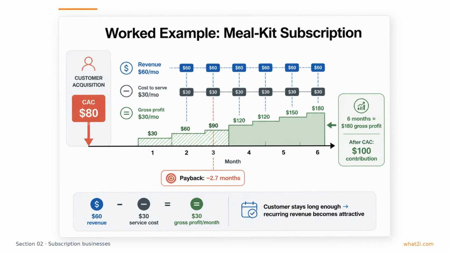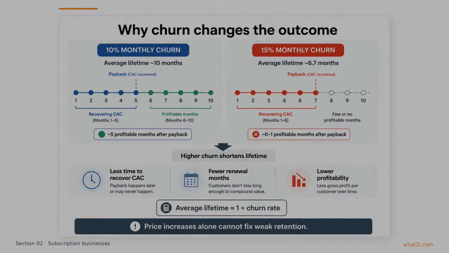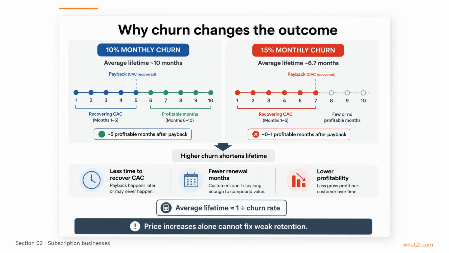If the customer stays 6 months, total gross profit is about $180, leaving around $100 after recovering CAC. This example shows why recurring revenue becomes valuable only when the relationship lasts long enough. Small changes in churn can materially change the outcome of a subscription model.